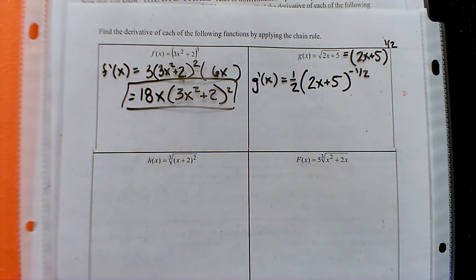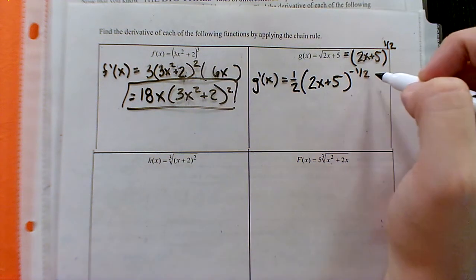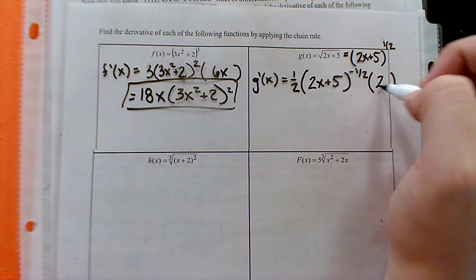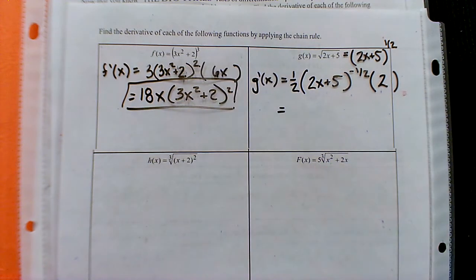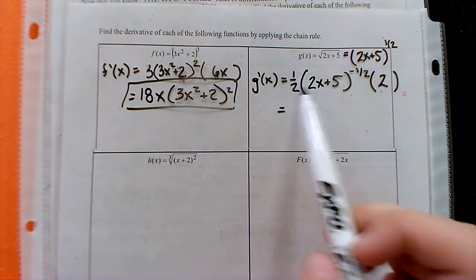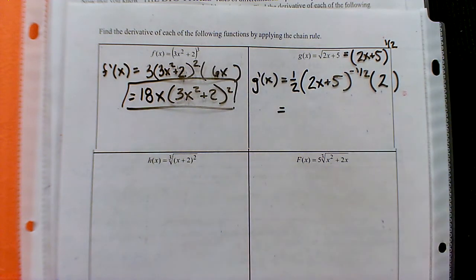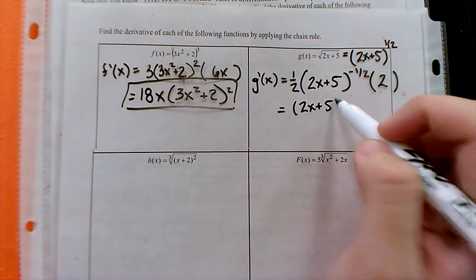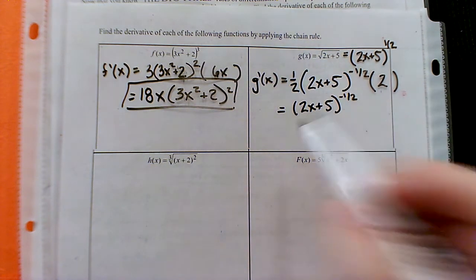Now that we're done with the outer derivative, let's move on to the inner derivative. What's the derivative of 2x plus 5? We got 2. Good. So let's clean it up. We have a half times 2, which would just turn into 1. So we're left with 2x plus 5 to the -1/2.